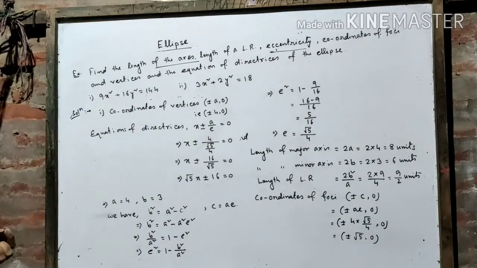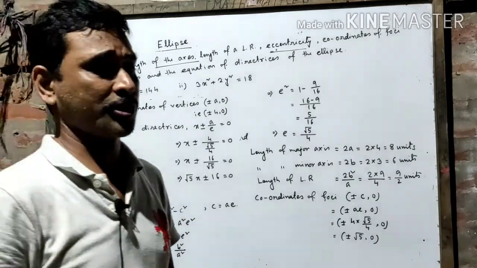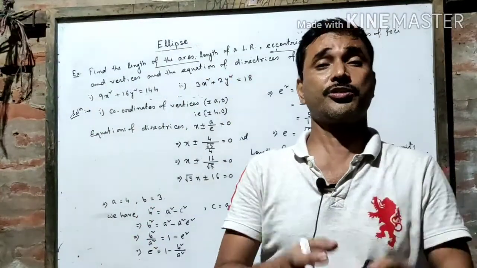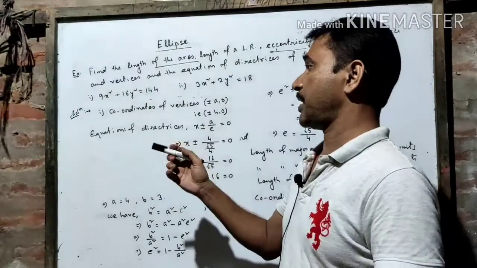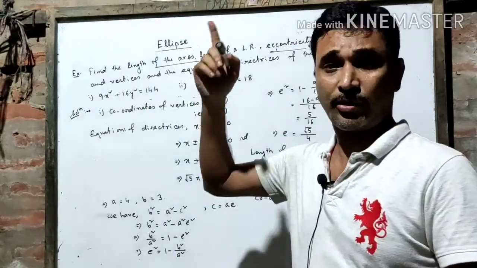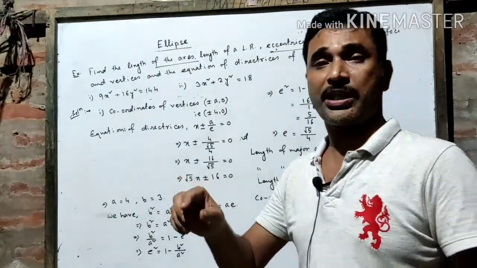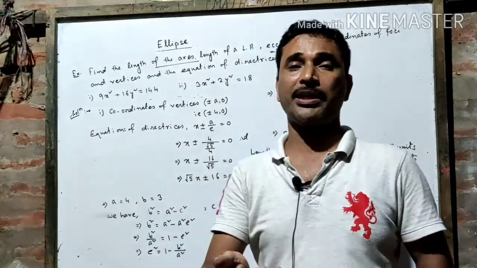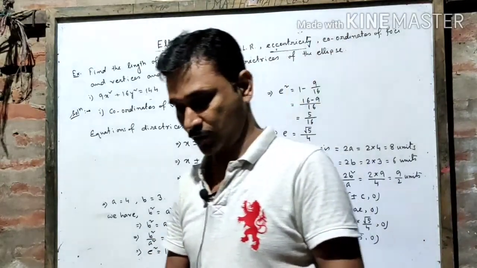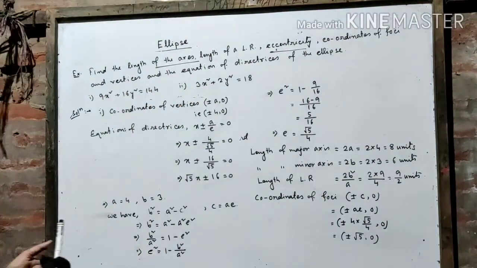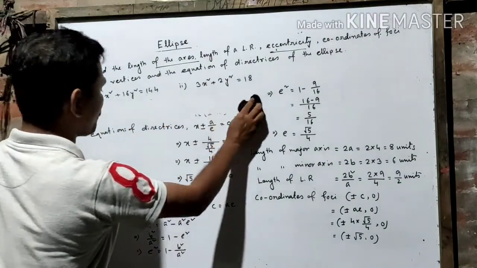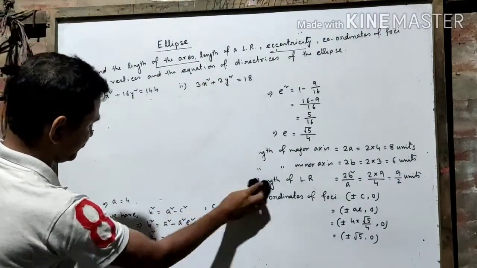Here it is not asked, but in some questions you may be asked about equations of axis. As the major axis is along the x-axis, the equation of major axis is y = 0. Equation of minor axis, x = 0. Let's solve question number 2 in the same manner.